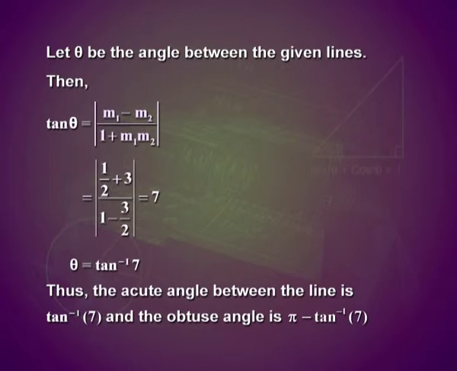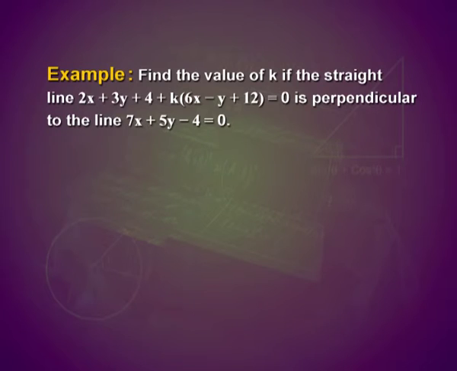So, theta is equal to tan inverse of 7. Let us look into another example here. Find the value of k if the straight line (2x + 3y + 4) + k(6x − y + 12) = 0 is perpendicular to the line 7x + 5y − 4 = 0.